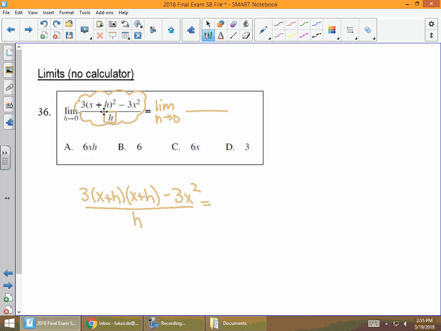So I have my 3 on the outside, and I need to expand this binomial. So that's x squared, xh, another xh, so it's 2xh, h squared. Everything's positive. Those parentheses are important because it's 3 times that whole thing. So the next thing we'll do is distribute that 3 in.